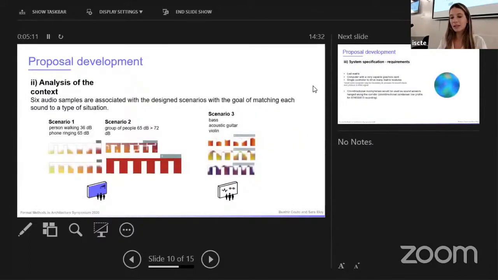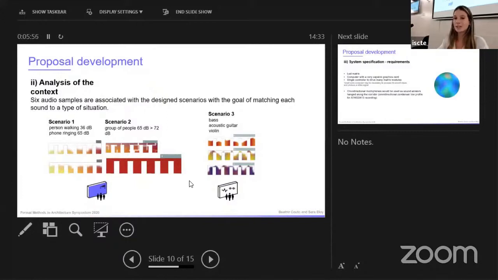So here, for the analysis of the context, we collected 6 audio samples that are associated with the design scenarios, with the goal of matching each sound to a type of situation. So again, remember this dual goal. While the classes were occurring, we made a test with these sound samples. And what we got from here is that the louder the students are, there was a maximum sound level. And each time this sound level was exceeded, the wall became all red to make them feel that they were being too noisy.